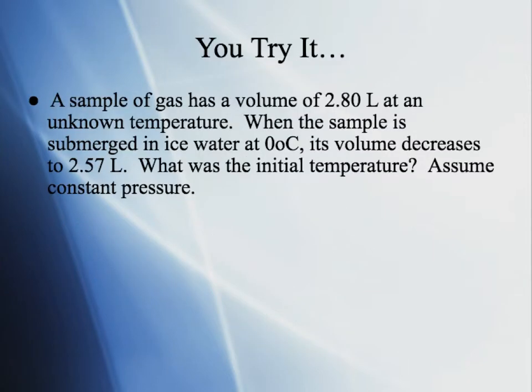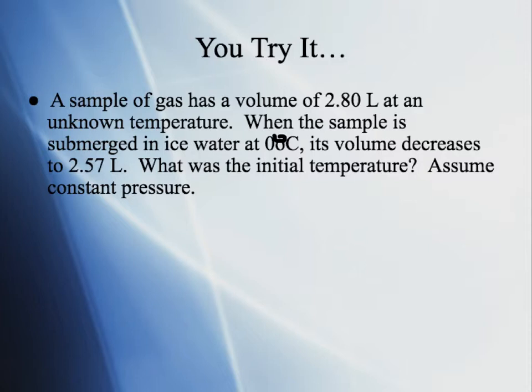We've come to our last slide here. Another you try it calculation. It says a sample of gas has a volume of 2.80 liters at an unknown temperature. Dun, dun, dun. When the sample is submerged into ice water at 0 degrees Celsius, there should be a little degree sign, its volume decreases to 2.57 liters. What was the initial temperature? And again, always assuming pressure is constant.